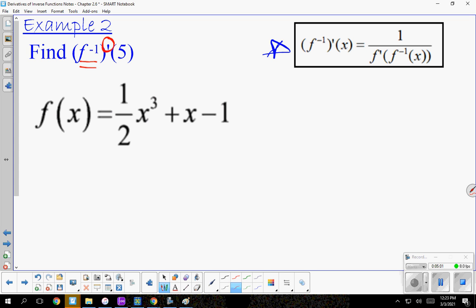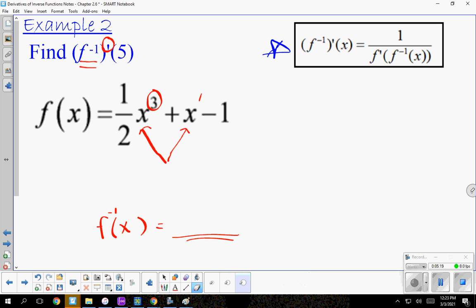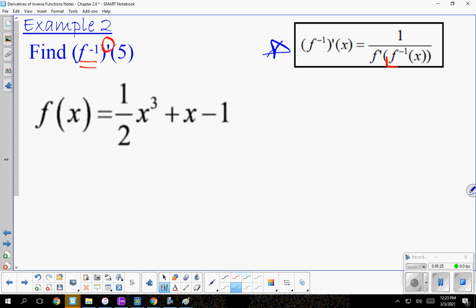Well, remember to find the inverse, I have to isolate x. And in this equation, I cannot get x by itself because this guy's to the third and this guy's to the first. So I can't do it. If I could, I would find a new function for the inverse, and then I would go through and take the derivative of whatever I got. Again, I can't. So when I use this function, we are going to start on the inside.